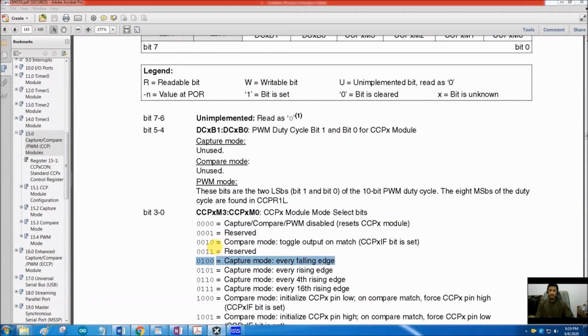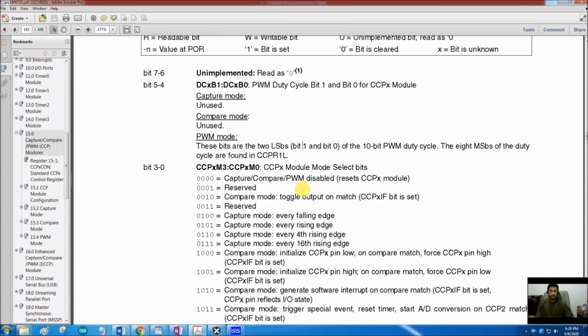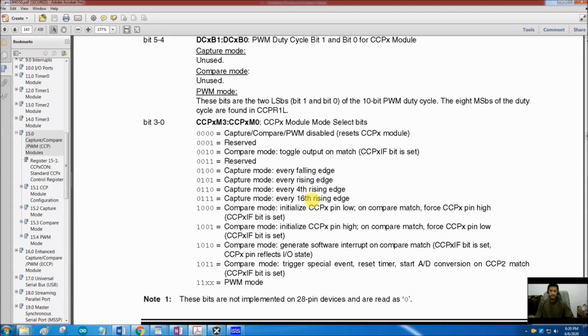Now we are going to configure CCP2 in compare mode, and we want to toggle the output at every match. So let's find out which mode that is.